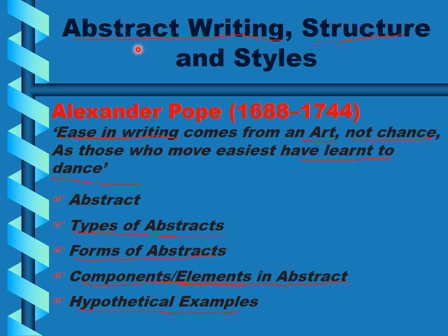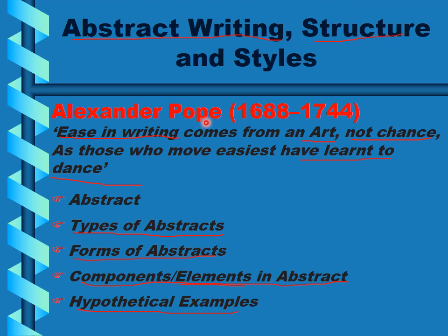We are going to discuss entirely what is an abstract, the types of an abstract, forms of an abstract, and mainly the components and elements that are within an abstract. And we will end up giving some hypothetical examples to display the components that an abstract has and in which formalities or structure or style they are involved.